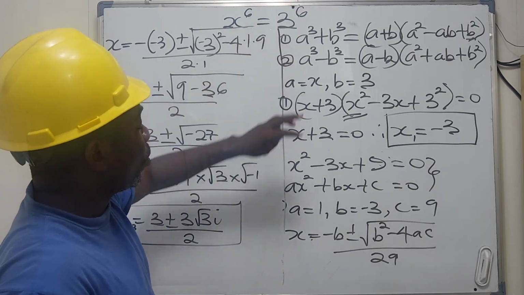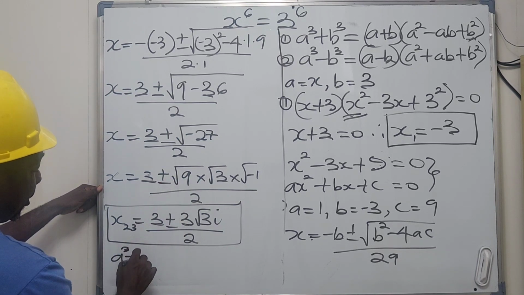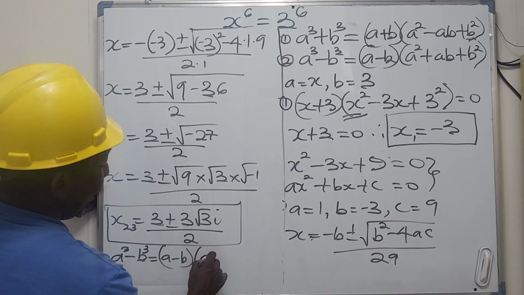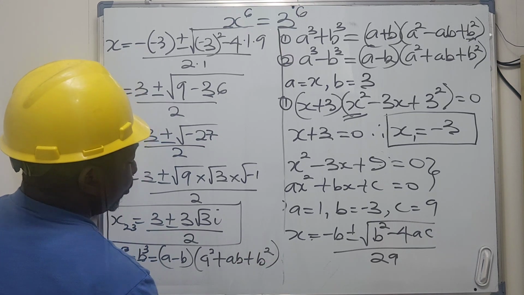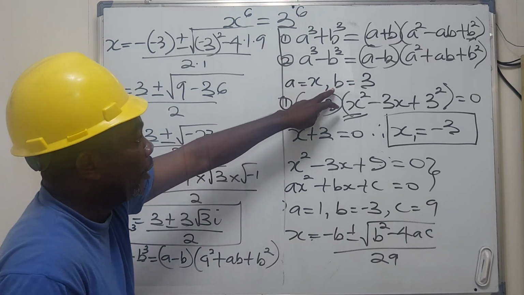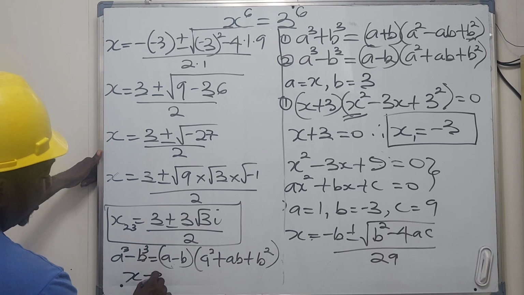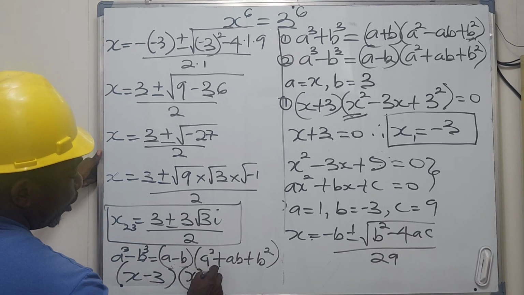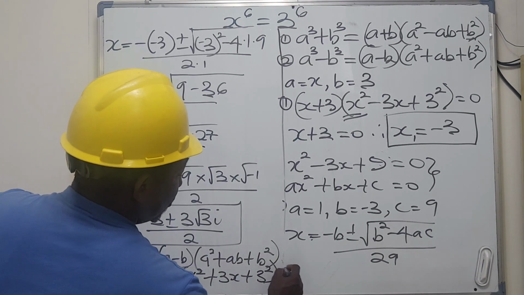We are going to look at the second one, where we have a to the power of 3 minus b to the power of 3 equals a minus b, all into a to the power of 2 plus ab plus b to the power of 2. So in this case, substituting the value of a as x and the value of b as 3, we are going to have x minus 3 for this parenthesis, into x to the power of 2 plus 3x plus 3 to the power of 2, all equals 0.